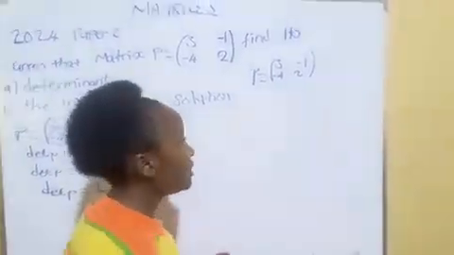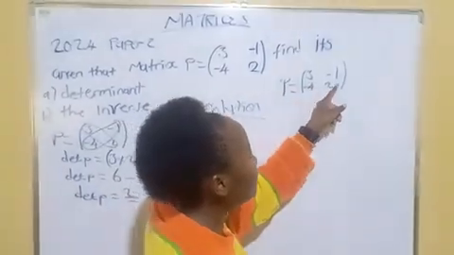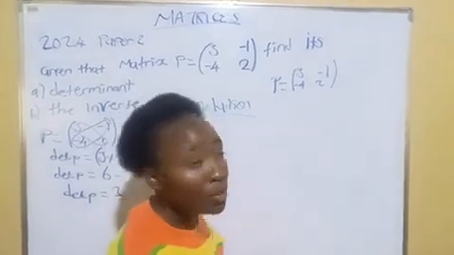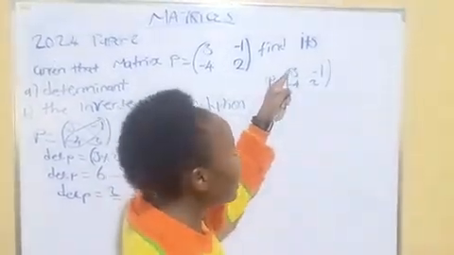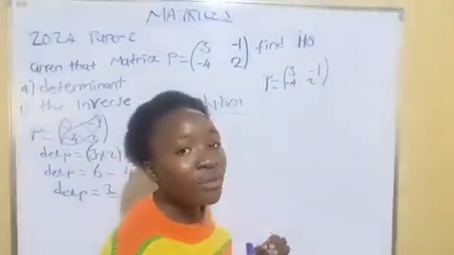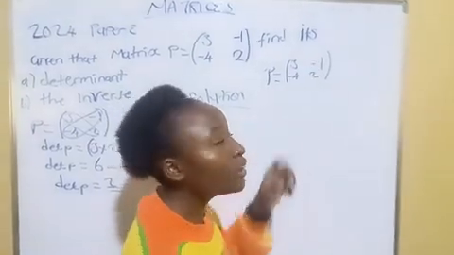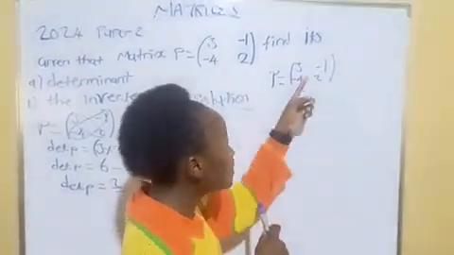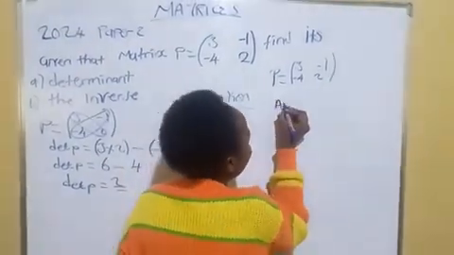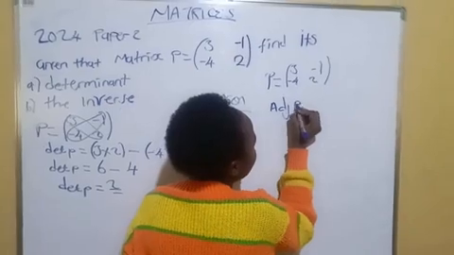The adjoint. When you're finding the adjoint, the numbers that are in the major diagonal are going to swap. 2 is going to go where 3 is, and 3 is going to come where 2 is. And those that are in the minor diagonal, it's only the signs. If they are negatives, they're going to change into positive. And if they are positives, they're going to change into what? Negatives.